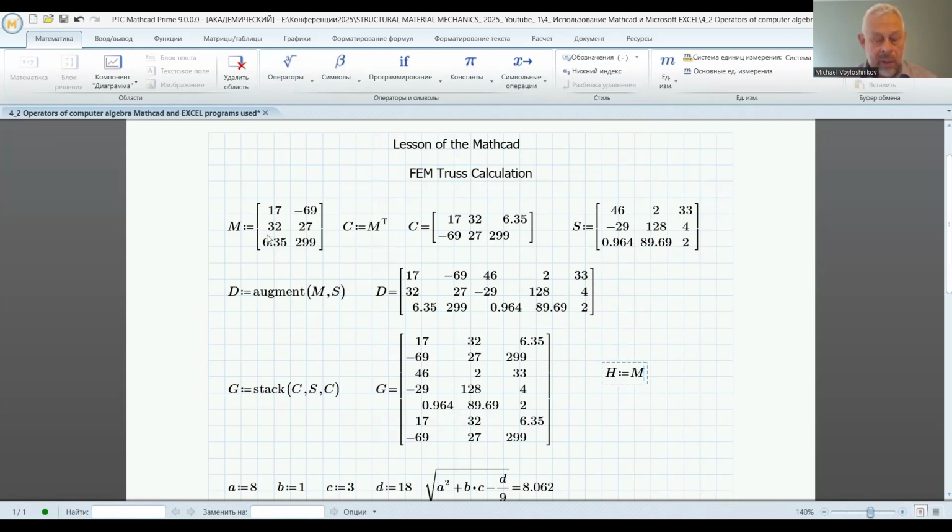Matrix M is assigned below. All assignments have to be on the upper level and on the left of the operator's execution. So here we can find what the matrix H is. H equals matrix M. We assigned the same matrix.